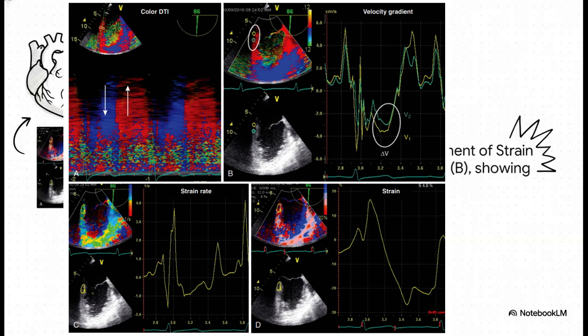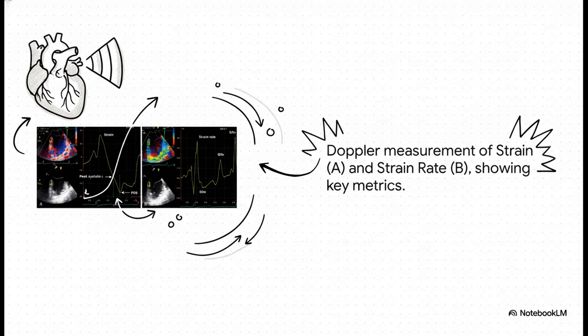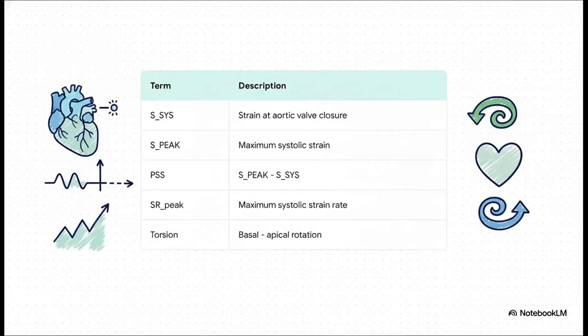And this is the kind of graph you'll see. Panel A on the left is the strain curve. That lowest point on the curve represents the maximum shortening, or the peak systolic strain. But look closely. See how sometimes the muscle keeps shortening just a little bit after the aortic valve has already closed? That's called post-systolic strain, or PSS, and it can be a subtle sign of ischemia. Panel B over on the right shows you the strain rate, which is just the speed of that deformation over time.